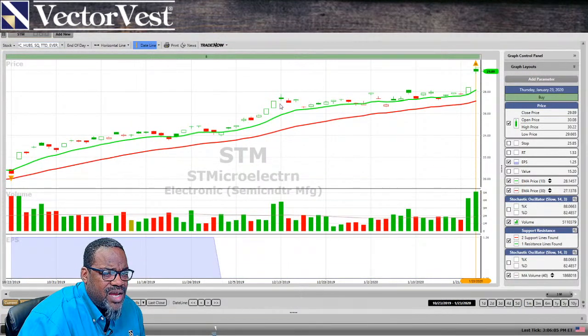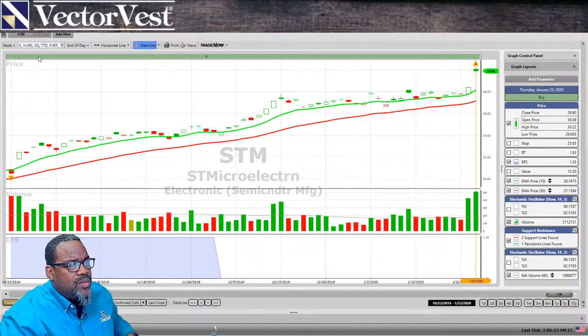All right, and last one, STM. Be careful with stocks that gap up as much as it does. Watch the earnings per share. I don't like the earnings per share. Gap up today, nice big volume. Just be careful because as quickly as a stock can gap up, like you see here, it can gap down and gap down again. Just be careful with gapping stocks.